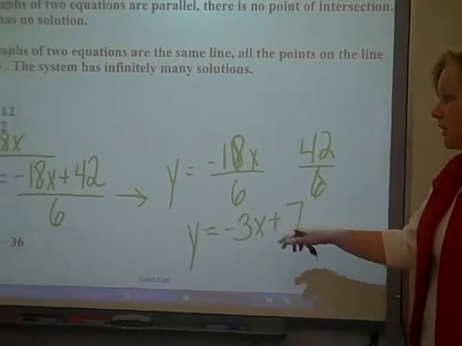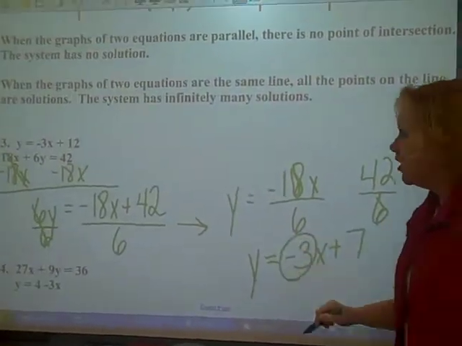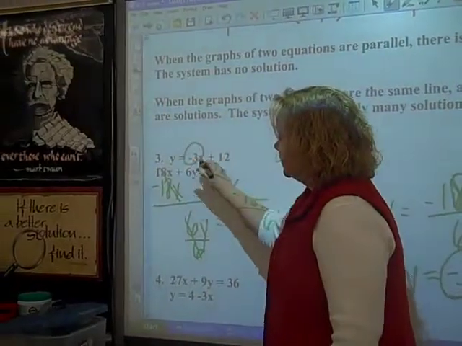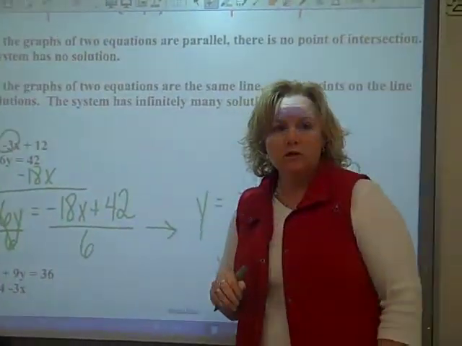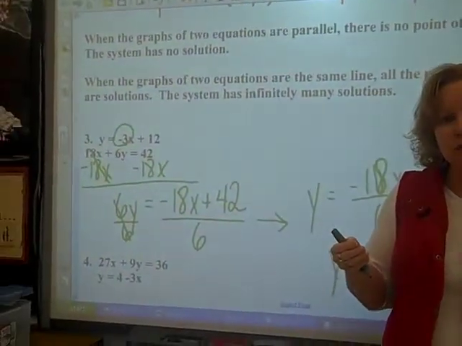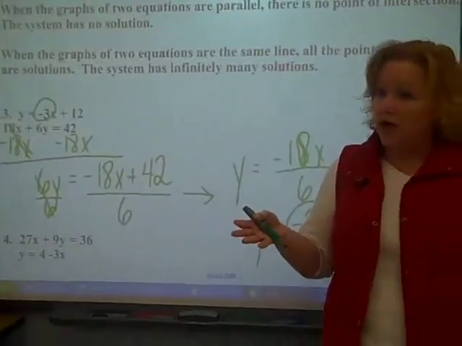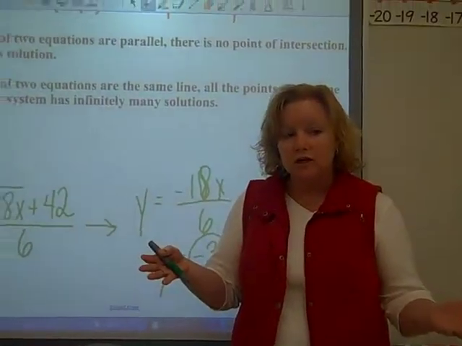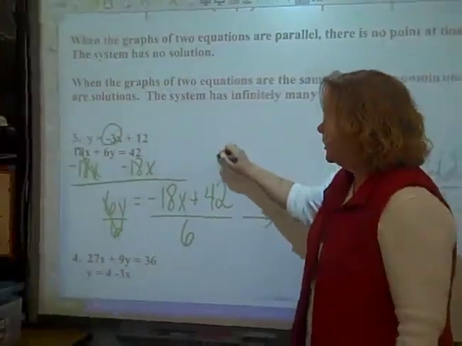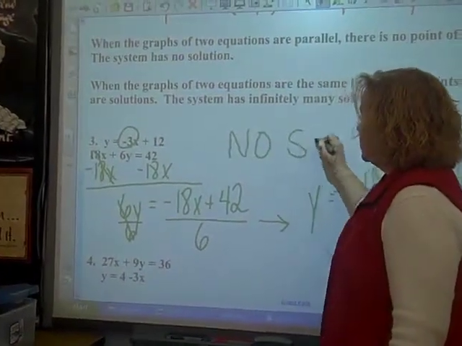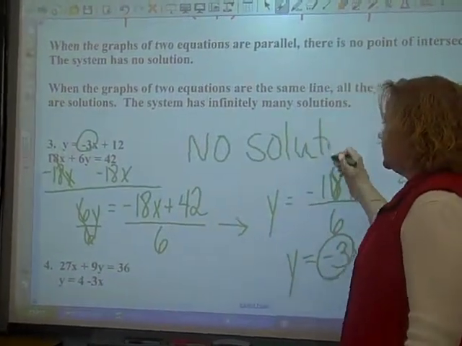Okay? Now look. Here's my slope. Here's my slope. Are they the same? Yes. So we know if they have the same slope, they are going to be what kind of lines? Parallel. Parallel lines. Are parallel lines ever going to intersect? So the answer is no solution. You do not even need to graph them.